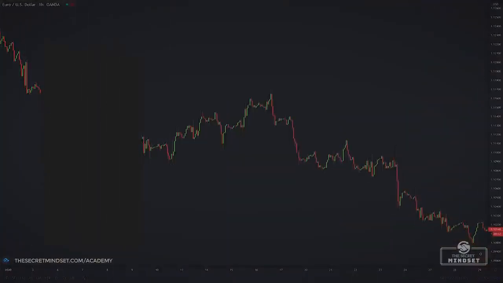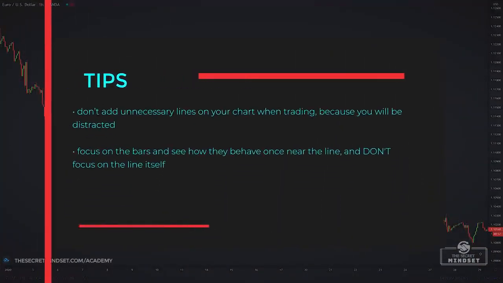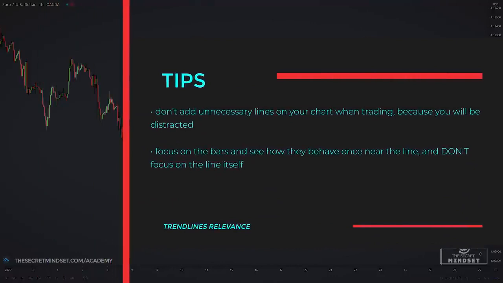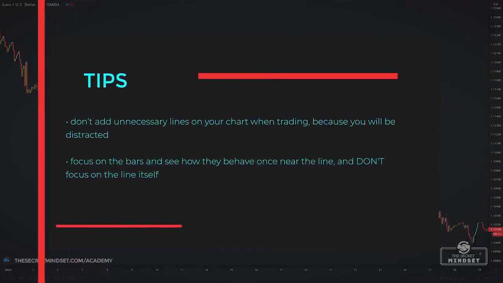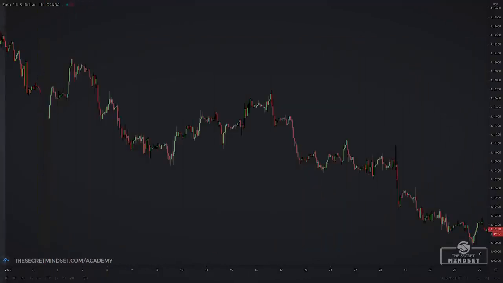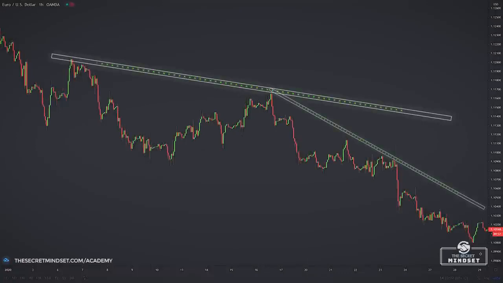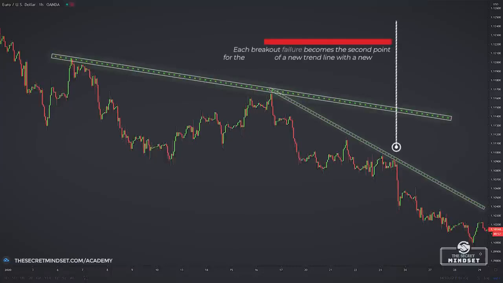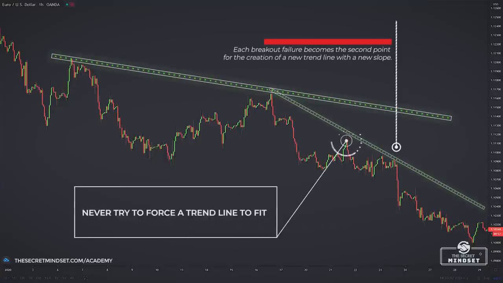You don't want to have unnecessary lines on your chart when trading because you don't want distractions. Also, you need to focus on the bars and see how they behave once near the line and not focus on the line itself. As the trend progresses, counter-trend moves break the trend lines and usually the breakouts fail, setting up with-trend entries as we discussed before. Each breakout failure becomes the second point for the creation of a new trend line with a new slope. The point is that you should never try to force a trend line to fit. If a trend line doesn't fit well, it's probably best to move on to another pattern.